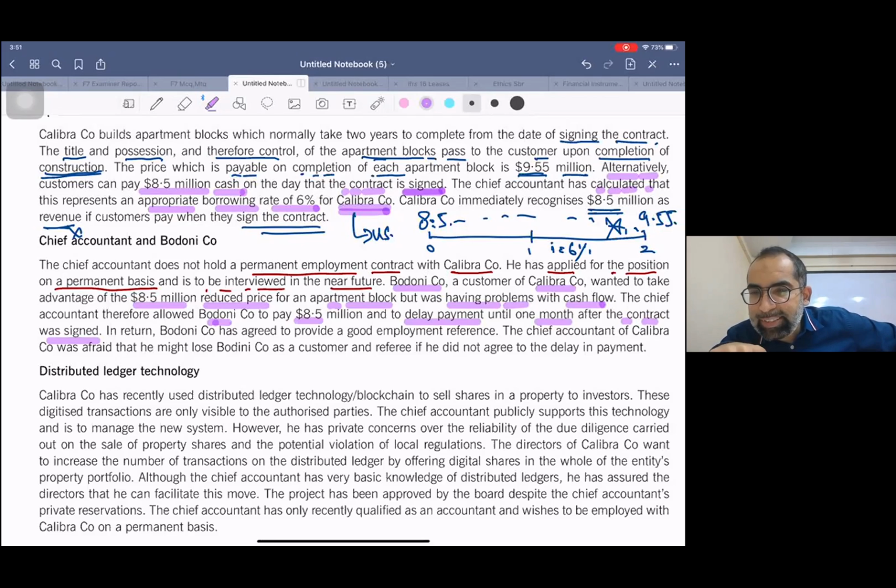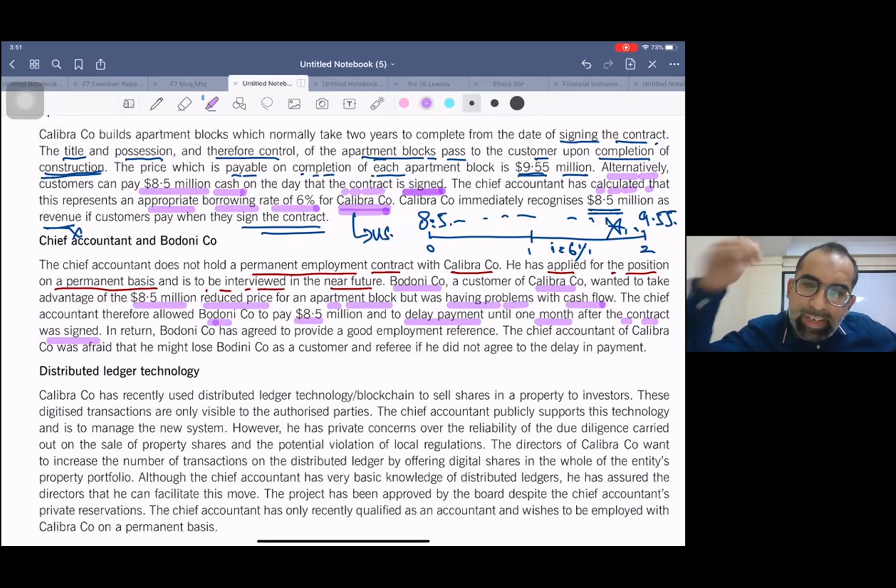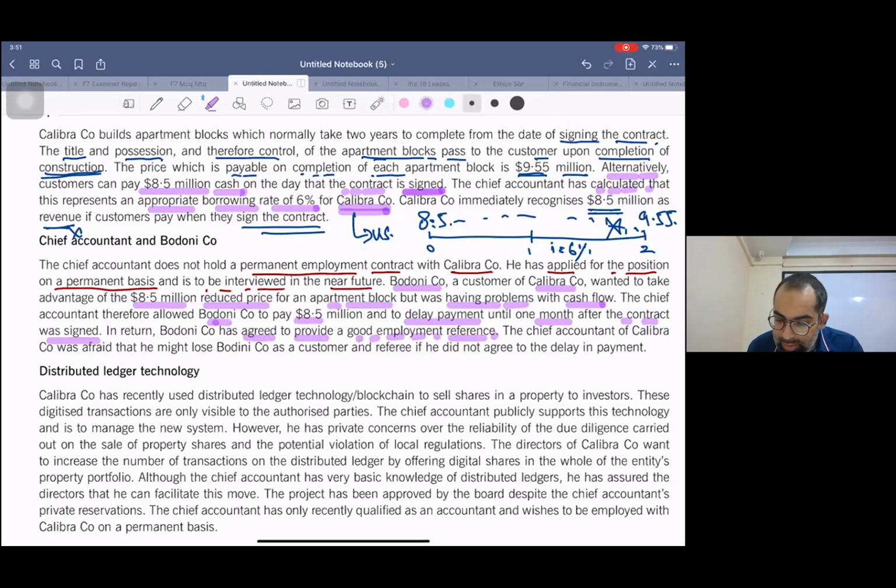But in return, he's getting something. You scratch my back and I'll scratch yours. Something for something. What consideration is he getting? Listen, Bodoni company has agreed to provide a good employment reference. The chief accountant of Calibra company was afraid that he might lose Bodoni company as a customer.